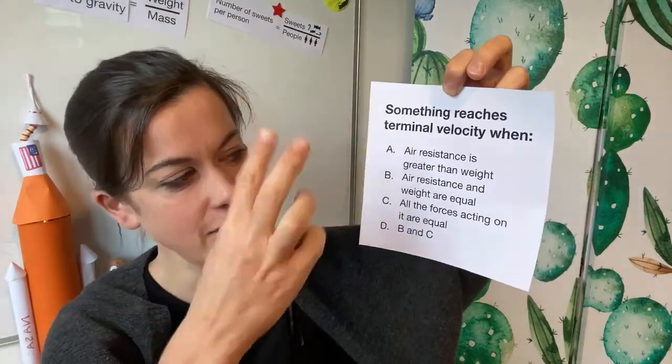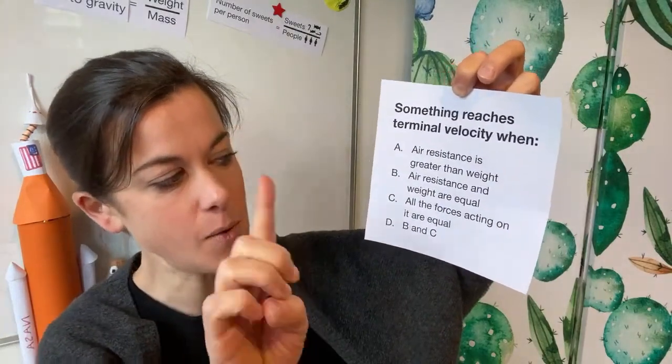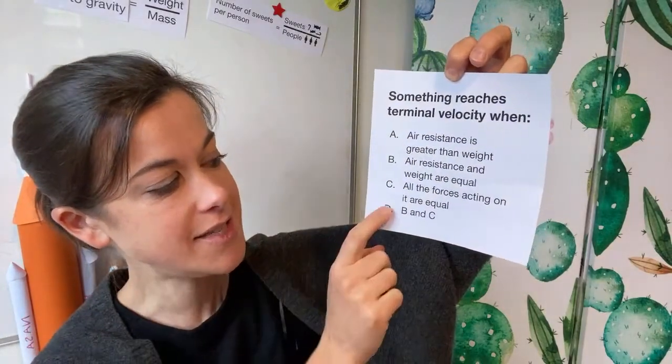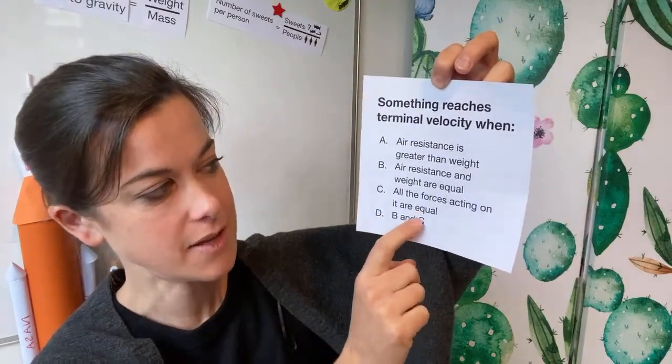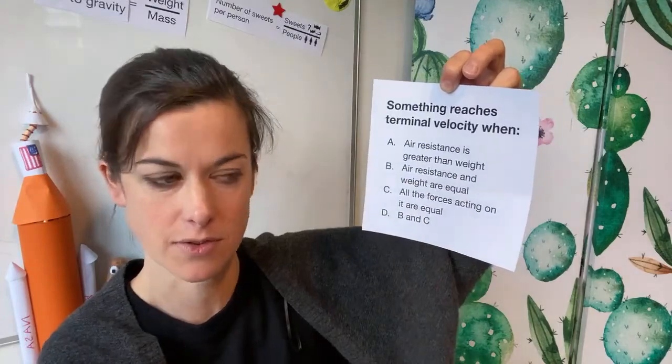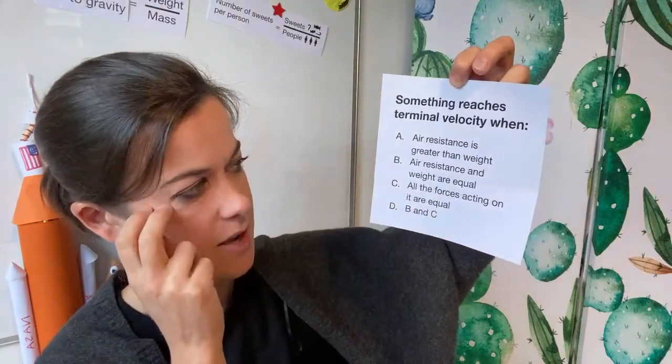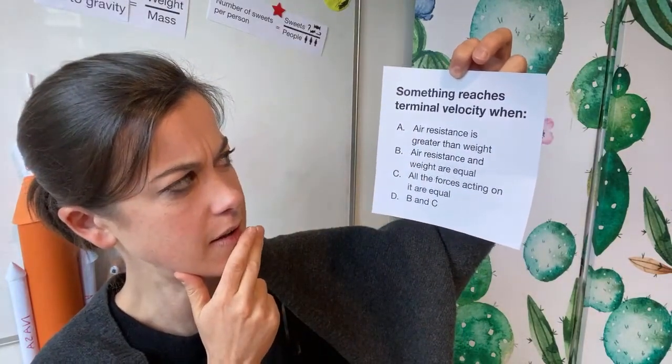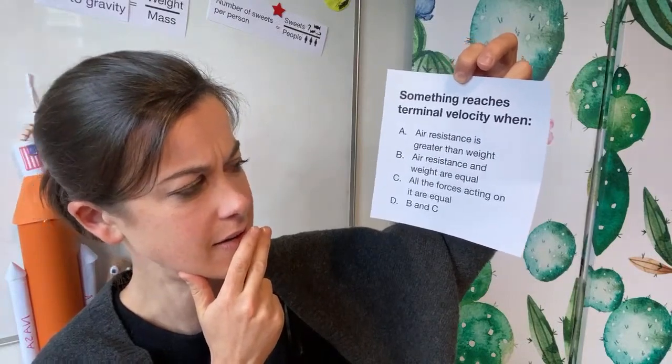5, 4, 3, 2, 1. The answer is D. It's B and C. So basically, air resistance and weight are equal, or no resultant force. Well done if you got that. That was hard. Even I'm looking at it like, is that right? Yeah, pretty sure it's right.